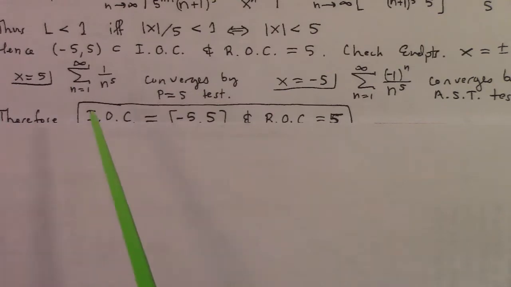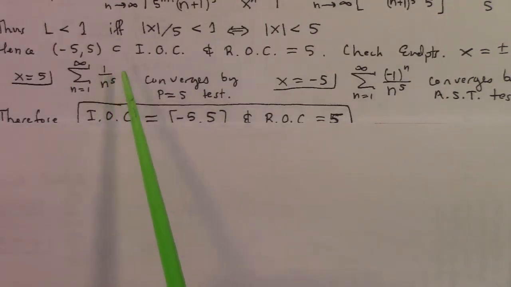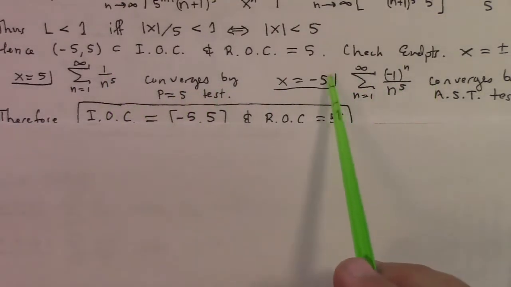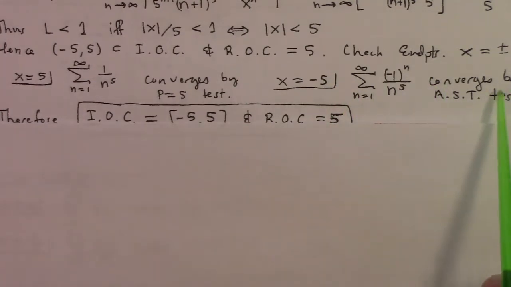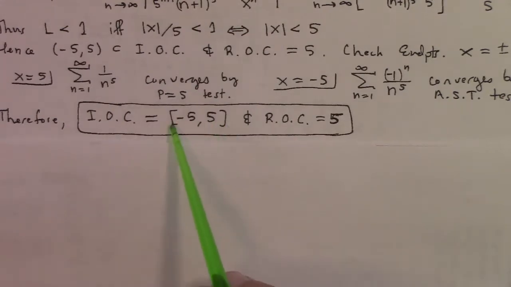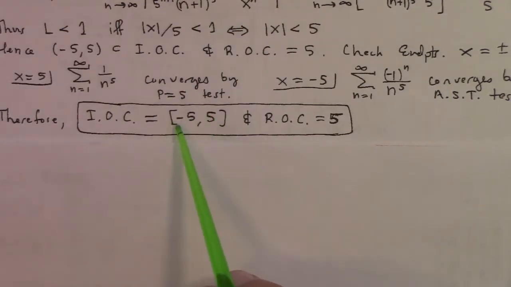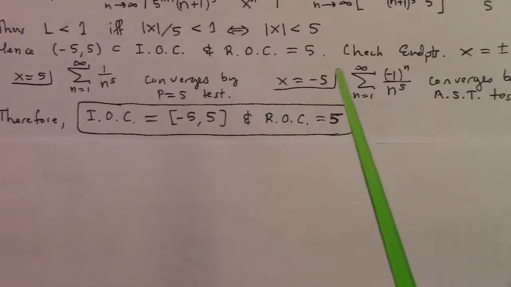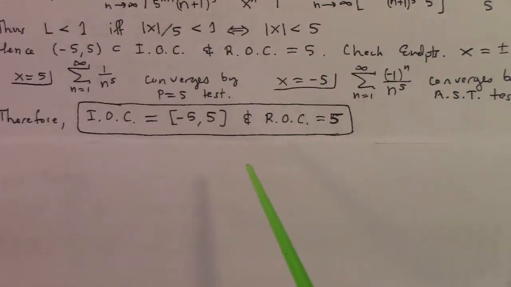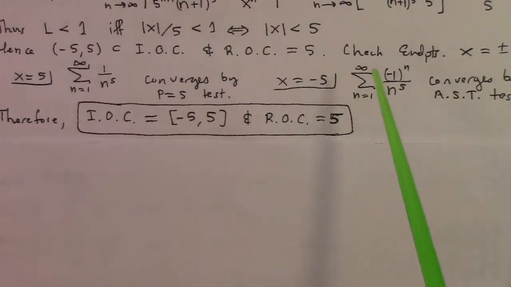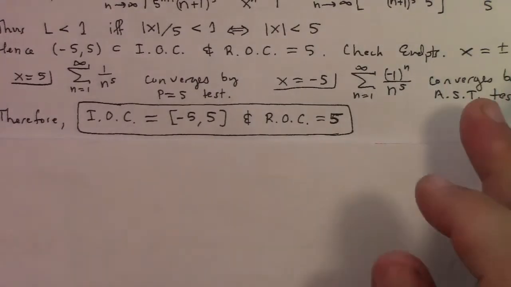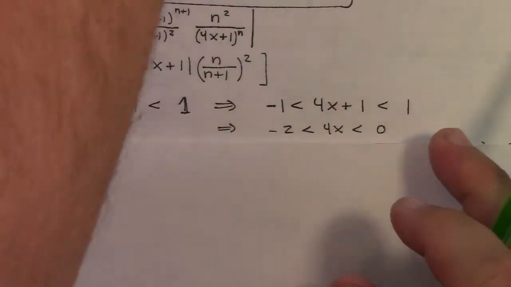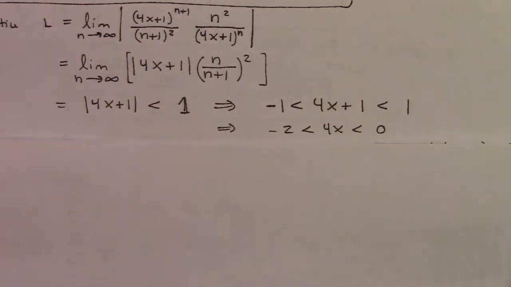In this case, x equals 5, I get convergence by the p equals 5 test. x equals minus 5, I get convergence by the alternating series test. And so in short, this time the interval of convergence includes both endpoints, minus 5 and 5. So I think we've seen every different variety now. Sometimes both endpoints are excluded, sometimes the left is included and the right is excluded, sometimes vice versa. So all 4 cases can happen and do happen. Which one it is, you don't know until you look at the details.